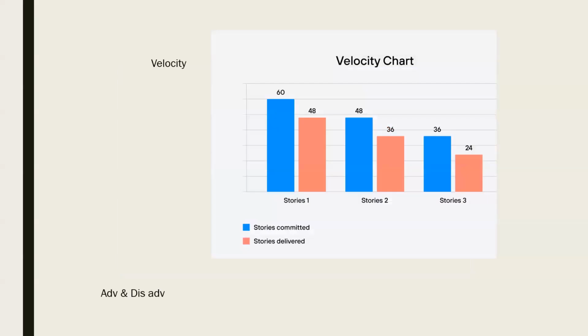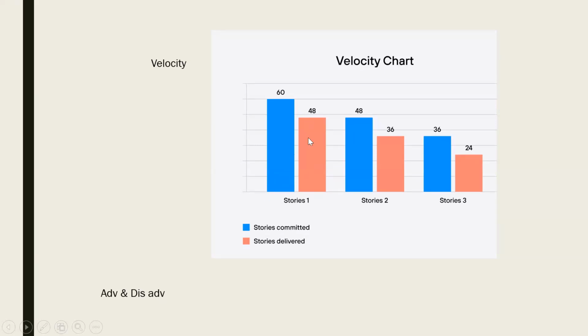Okay. Here, one of the things is velocity. Velocity is a chart that shows how much you committed to and how much you delivered. In the sprint, they might have committed to 60 user stories and delivered only 48. Then they committed to 48 and delivered 36. And in the third sprint, only delivered 24.